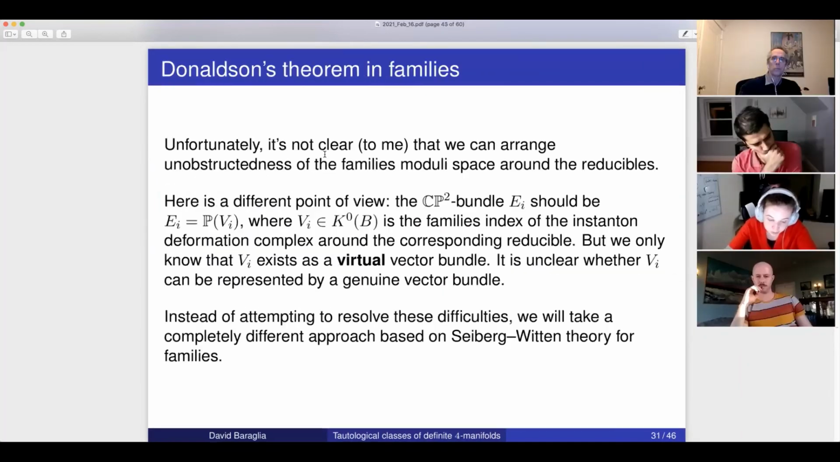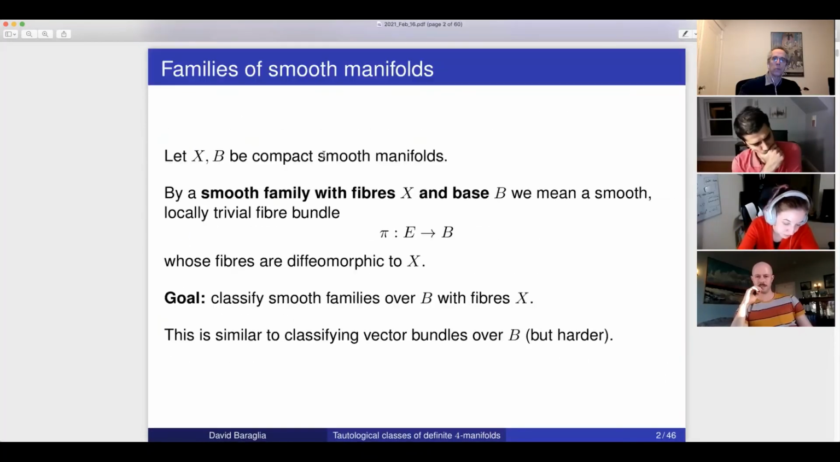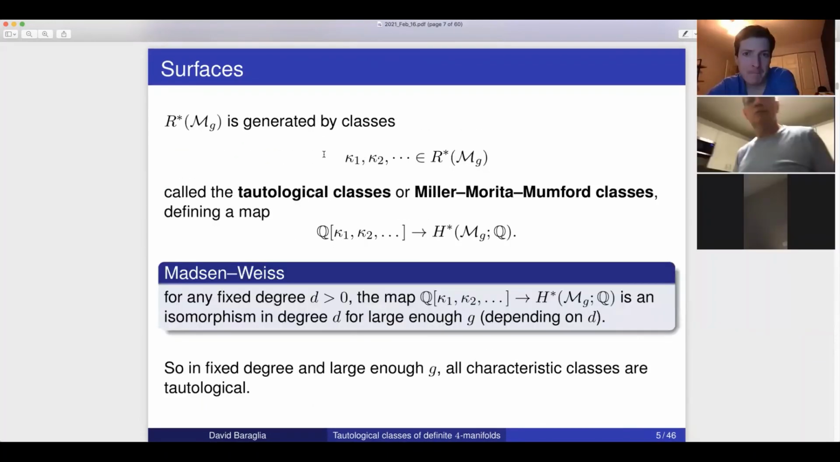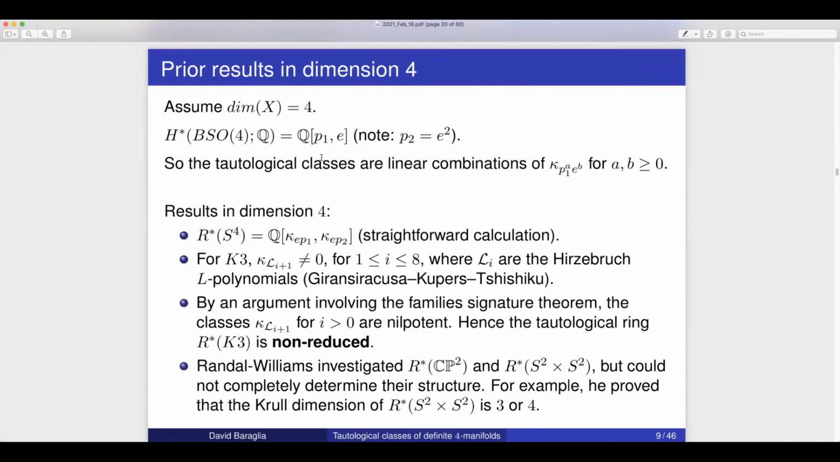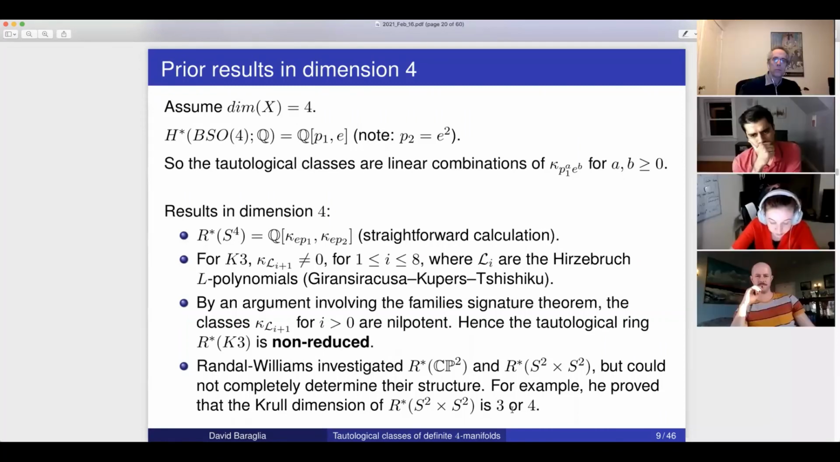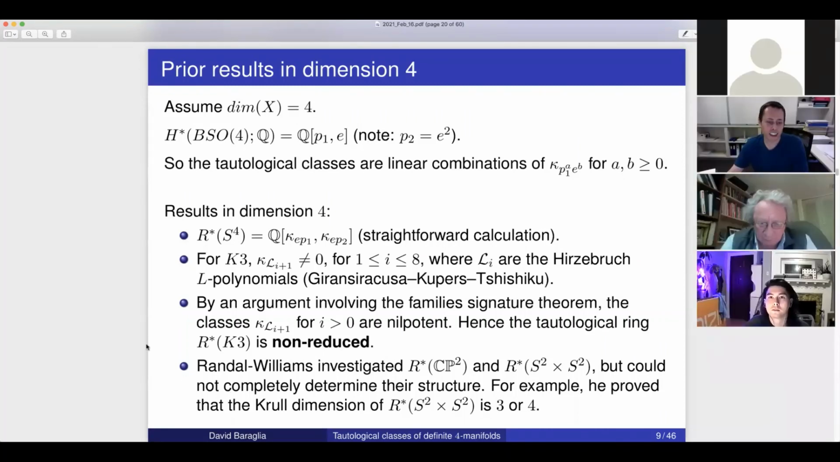So maybe I'll just comment that I would be very interested to know the tautological ring for S2 cross S2. That's not known. All that's known is this computation of Randal-Williams. It shows its Krull dimension is 3 or 4.